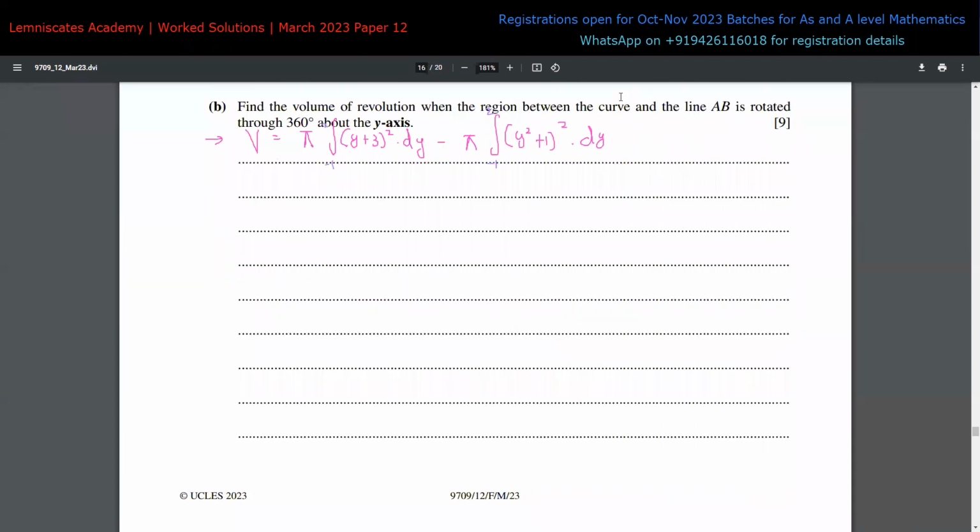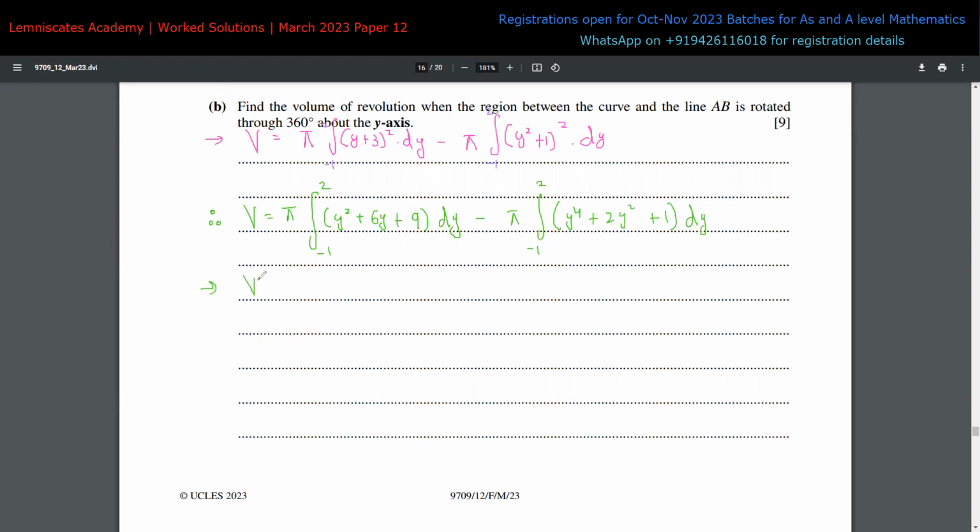All right. So let's go ahead and solve this particular thing. Therefore, my V is equal to pi integration of, if I open this bracket, y squared plus 6y plus 9 dy, minus pi. Obviously, the bounds are -1 to 2. Over here, it would be y to the power of 4 plus 2y squared plus 1, and then dy.